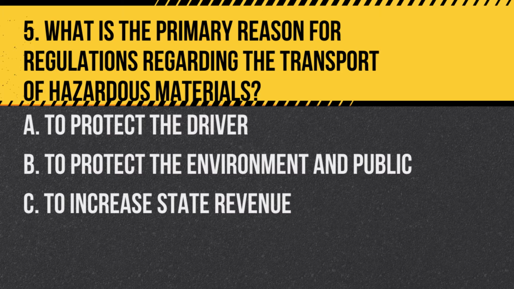Question 5. What is the primary reason for regulations regarding the transport of hazardous materials? A. To protect the driver. B. To protect the environment and public. C. To increase state revenue. Answer: B. To protect the environment and public. The main goal is to ensure public safety.